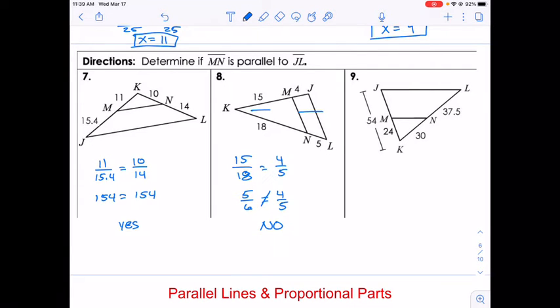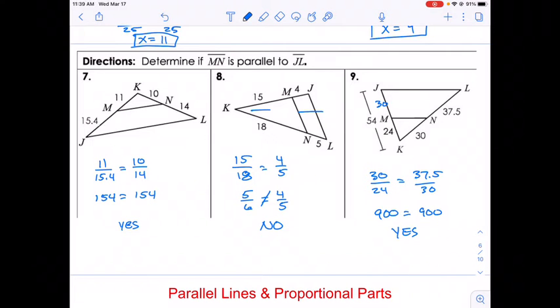Now this last one here, we have 24, we have 30, 37.5, we have the whole length of 54. So if we subtract this, this is going to give us 30 for this segment. So we can now say 30 over 24 is equal to 37.5 over 30, and then we can cross multiply. So as we cross multiply here, we get 30 times 30, which is going to give us 900, and we get 24 times 37.5, that's going to give us 900, so therefore, yes, these are parallel. All right, just a quick way to check if they're parallel.